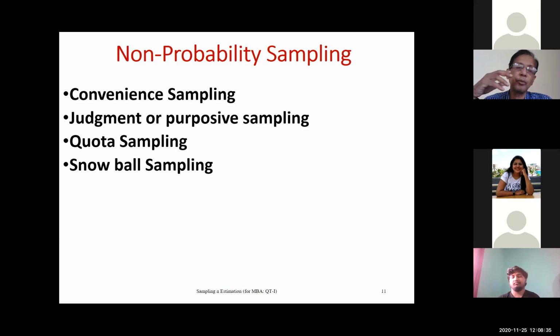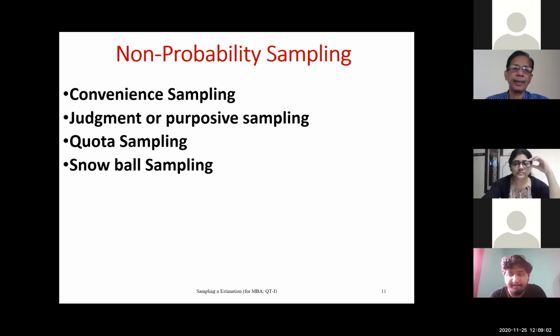Suppose you happen to get one customer and you ask, in your association or feedback sessions, do you by chance know another customer? So from him or her, you approach another person. So when one sampling unit gives a clue or a reference about the subsequent sampling units, that is called snowball sampling. Is that clear?